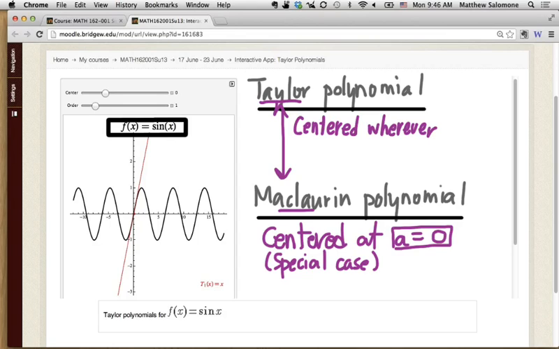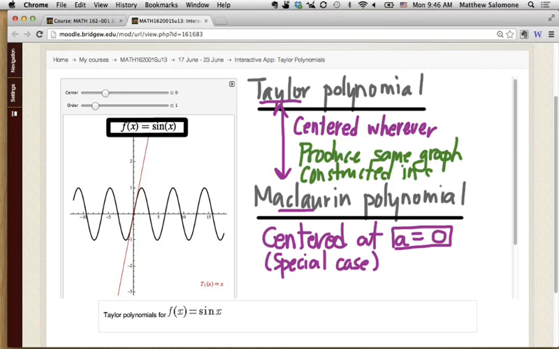How are they the same, Jessica? They produce the same graph? They produce the same, well, okay. I would say that they're constructed in the same way. As one another.